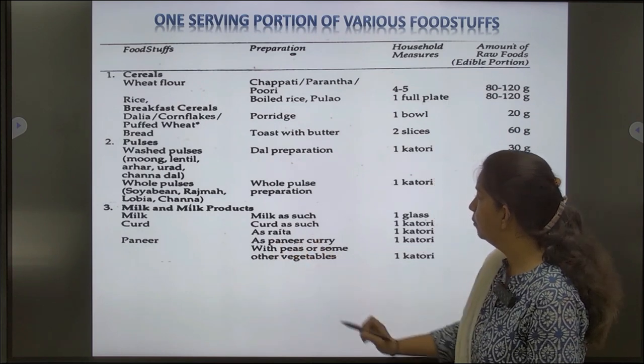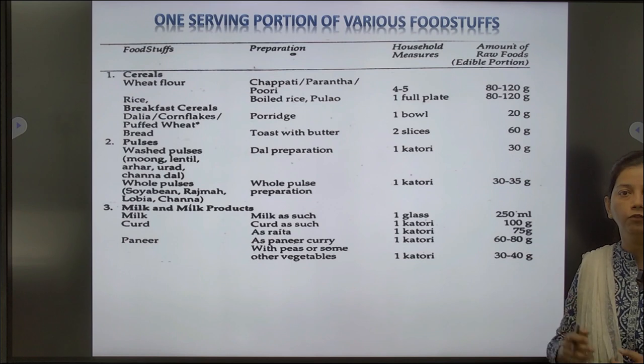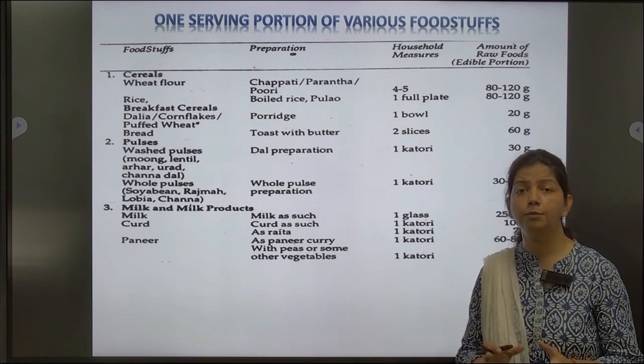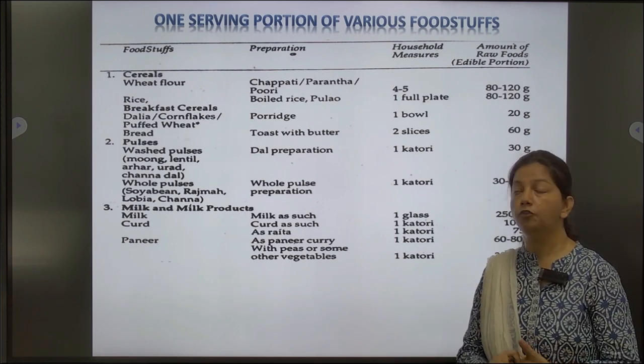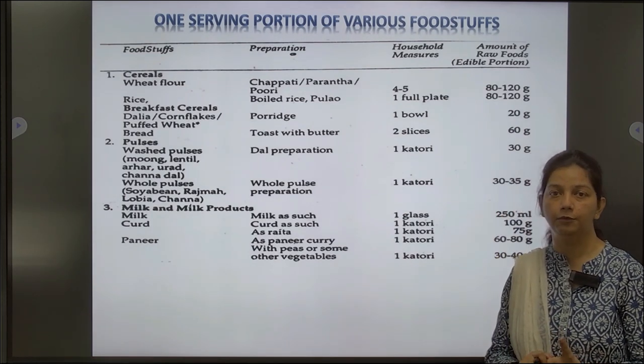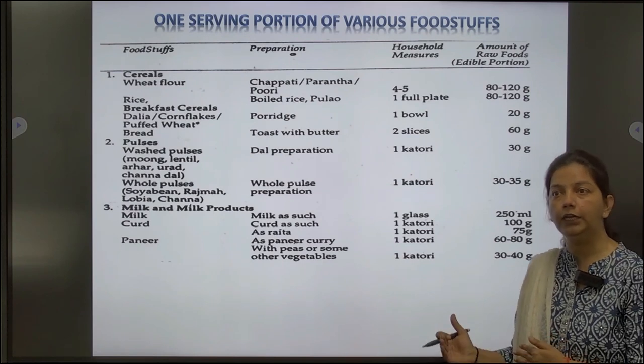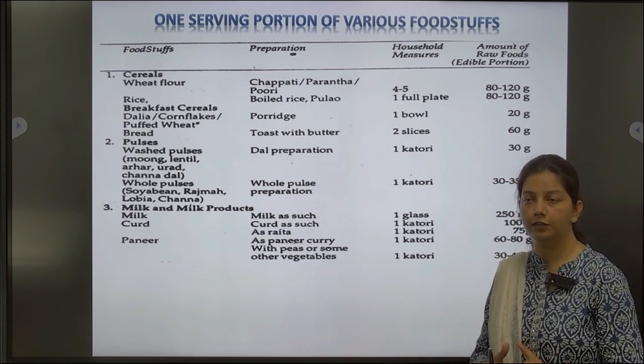Then milk and milk products, milk as such, one glass is 250 ml. Why 250 ml? Because milk 100% is edible. In case of cereals, 100% is edible. In case of pulses, 100% is edible. While in case of fruits and vegetables, 35 to 40, 90 to 60, the variation is there.